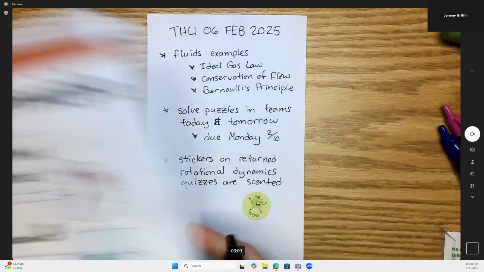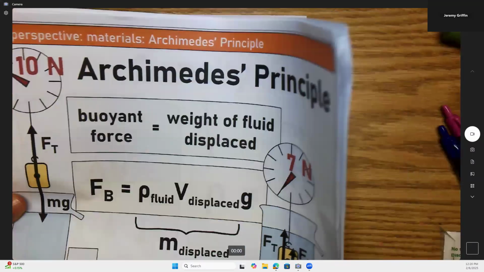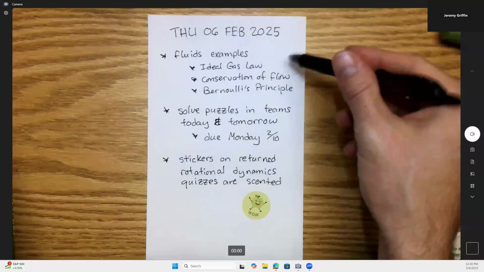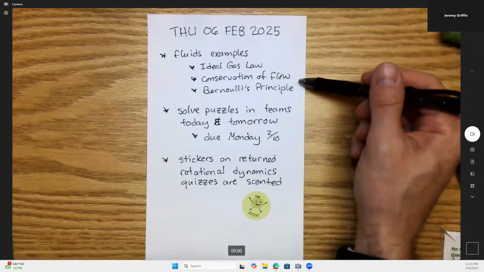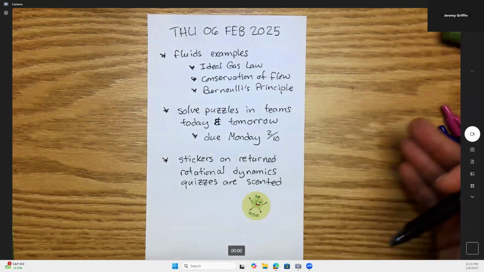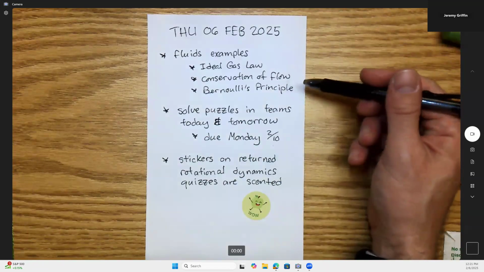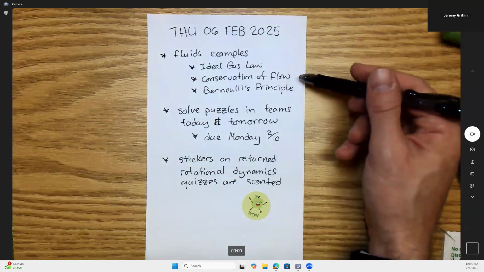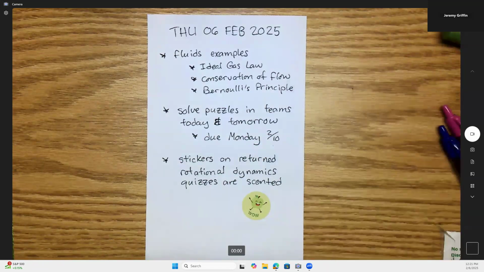So I have some posters lined up. Some of these are going to be a little bit review for fluids, and I got a couple of new things we're going to focus a bit more on: conservation of flow and Bernoulli principle. So we're going to put fluids into motion and see what happens to flow rate, speed, pressure, kind of things. Okay.